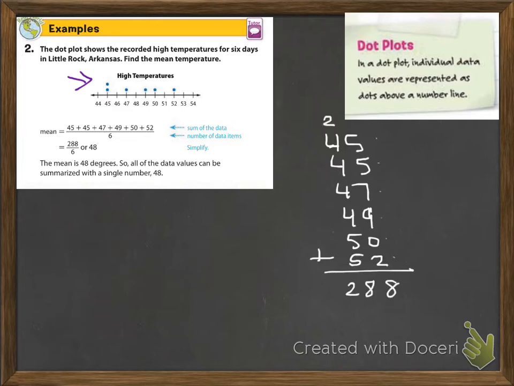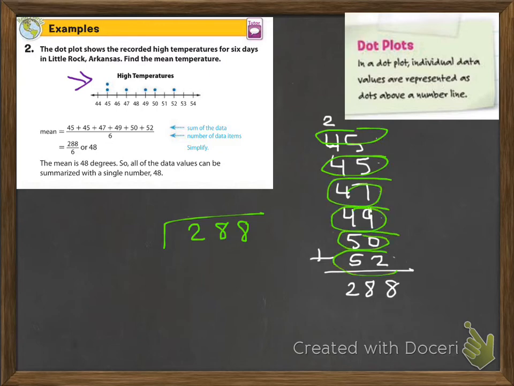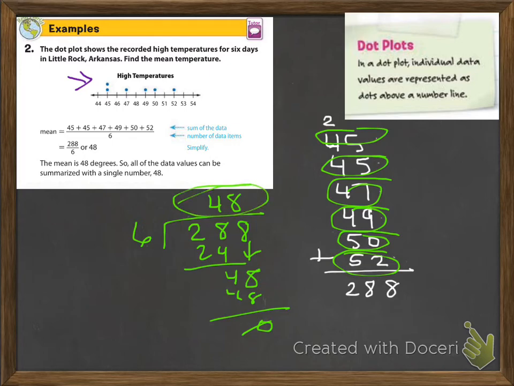So now as you can see, when you add it all up, you get 288. So now we're going to take the 288, which is the sum of all of our data values, and then we're going to count. We have 1, 2, 3, 4, 5, 6 numbers to divide by. So then I know that 6 times 4 is 24, 4 left over, that becomes a 48, and 6 times 8 is 48. So now you can see that I got an average or a mean of 48, and remember that's 48 degrees. So your final answer would be 48 degrees here.